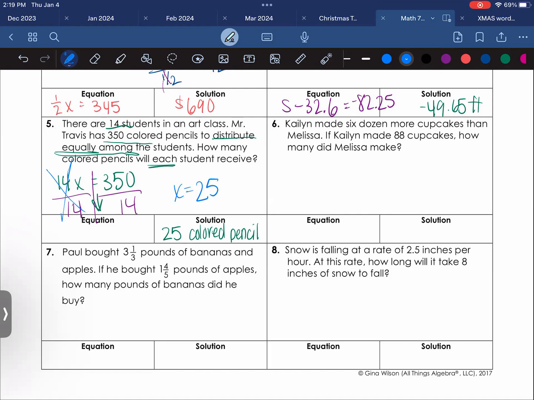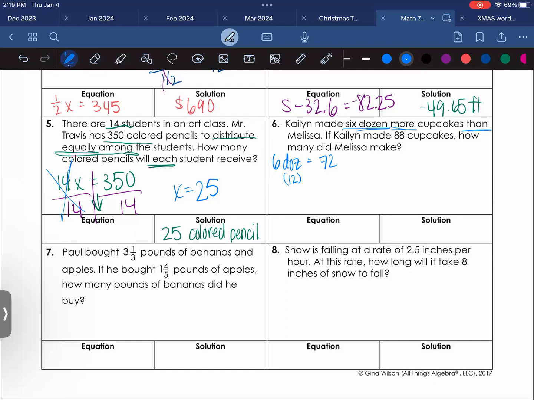All right, number 6, it says Kaylin made 6 dozen more cupcakes than Melissa. If Kaylin made 88 cupcakes, how many did Melissa make? Okay, so it says Kaylin made 6 dozen more. So first we gotta say that 6 dozen equals how many? Well, 12 are in 1 dozen. So 6 times 12 will get us 72. So Kaylin made 72 more cupcakes. So it says Kaylin made 88 cupcakes.